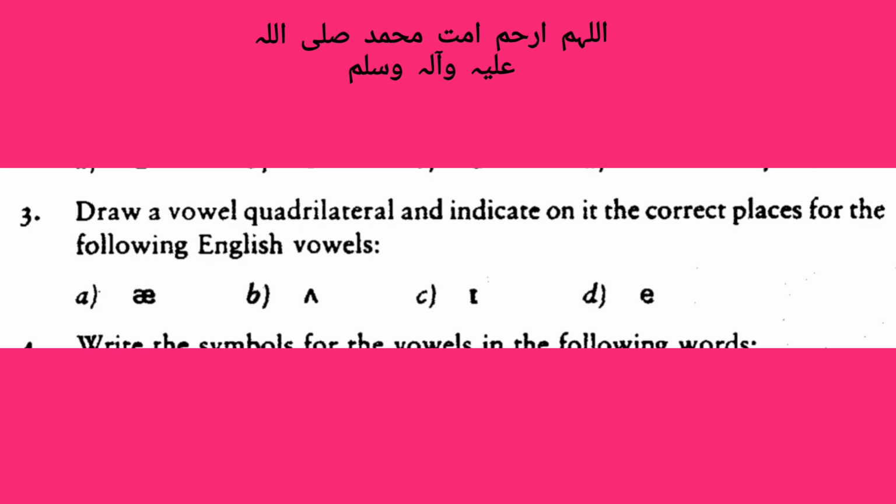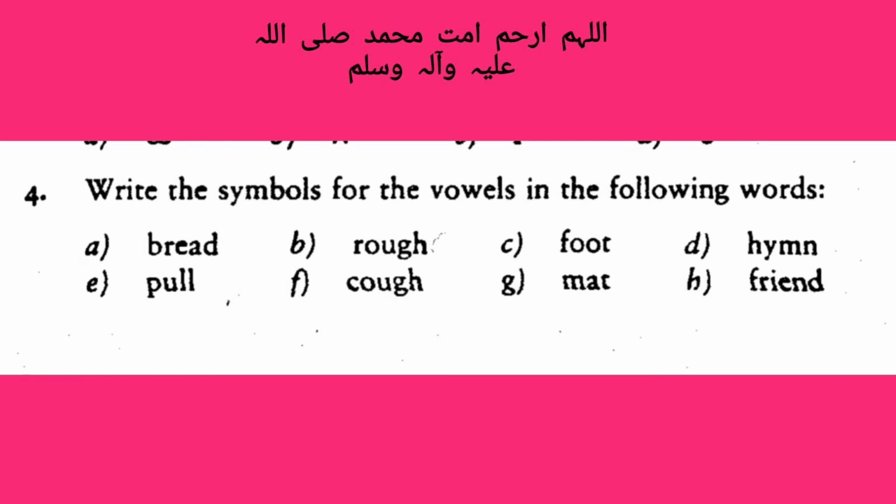And number three: draw a cardinal vowel diagram and indicate on it the correct place for the following English vowels. So you should do this in the comment box. Write the symbol for the vowels in the following words: A, braid, B, rough, C, foot, D, ham, E, pull, F, cuff, G, mat, H, friend.